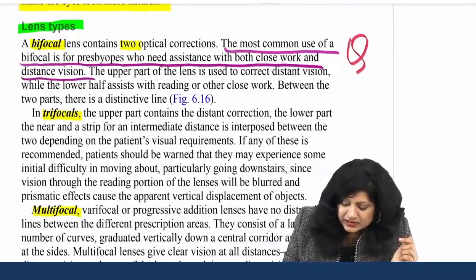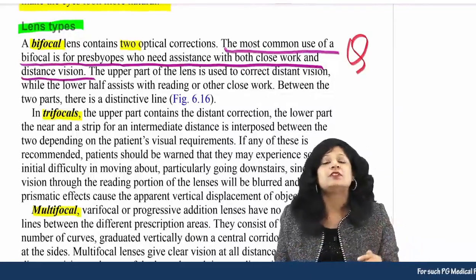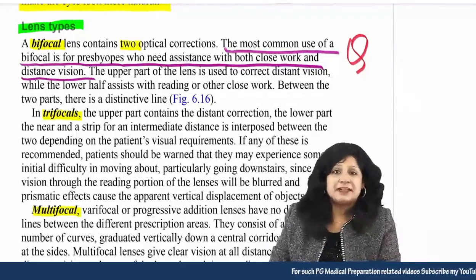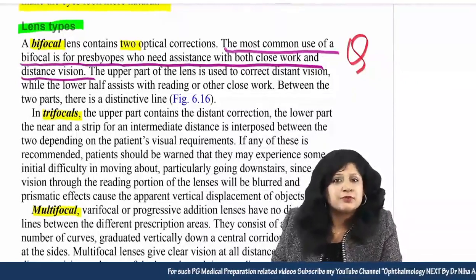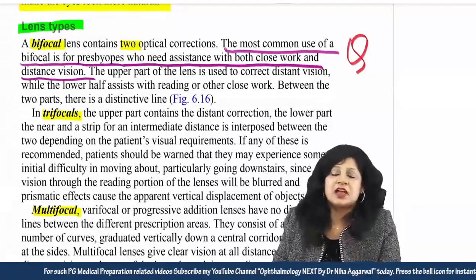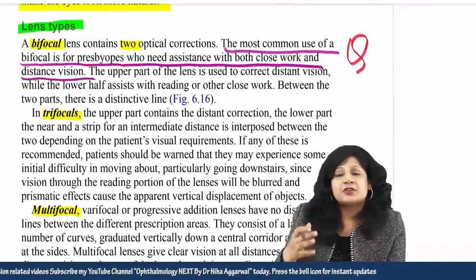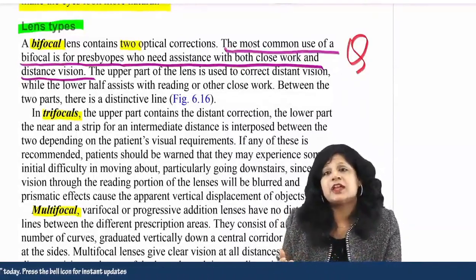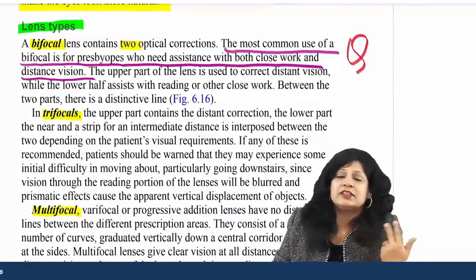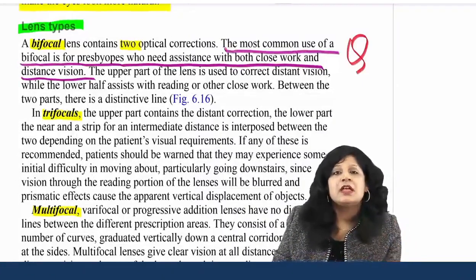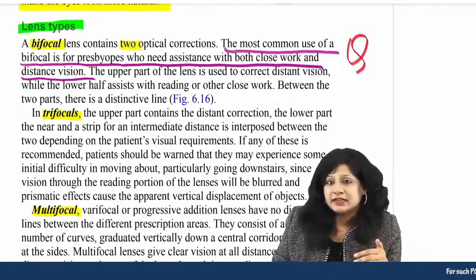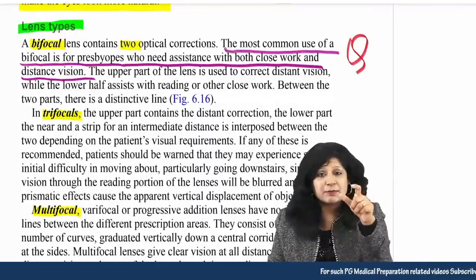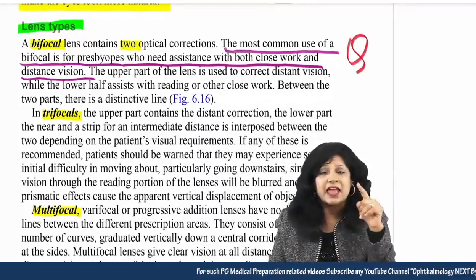I think this is the most common use, and every one of us knows, because every time we see a person who is more than 40 or 45 years of age, they are the people who actually find difficulty in doing the near work. So they are using these bifocal lenses. One is your distance correction and another is your near correction. The distance correction, if you remember, will be in the above part and the near below.